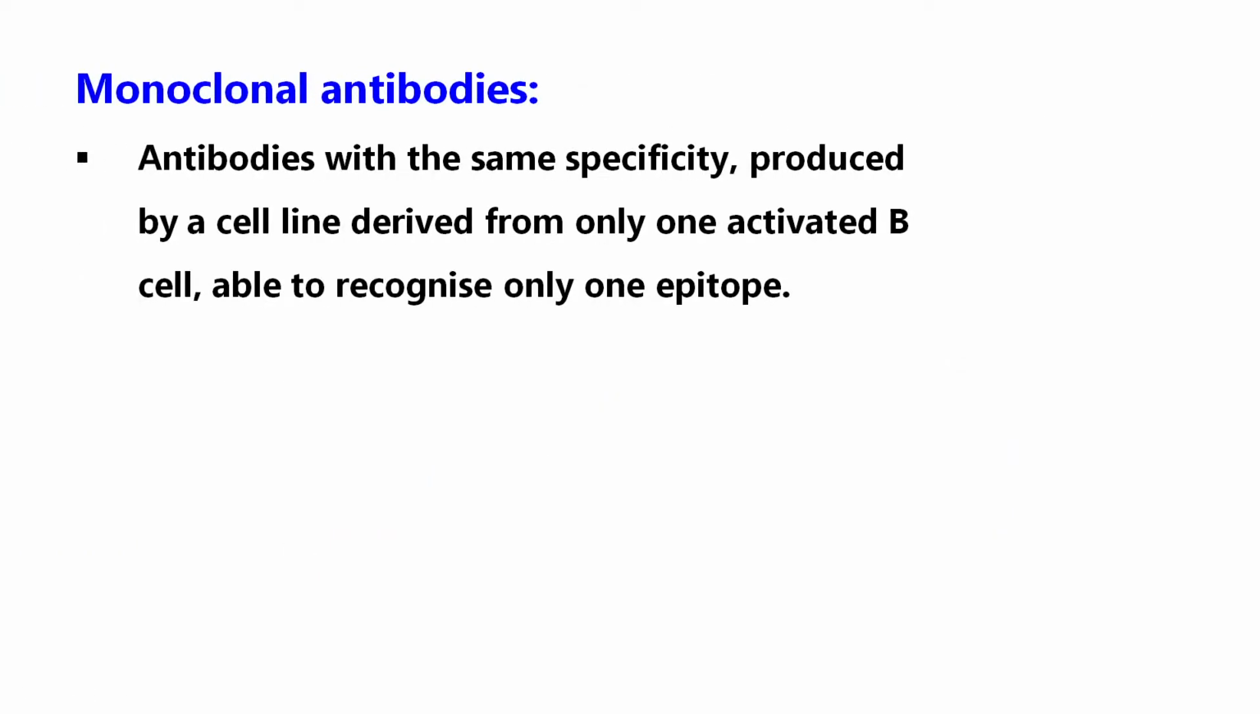So what are monoclonal antibodies? Antibodies with the same specificity produced by a cell line that is derived from only one activated B cell and which are able to recognize only one epitope. So that is what we were saying. Monoclonal: mono is one, in terms of one single epitope that is being recognized, and clonal means they're all produced from a single B cell. One single activated B cell is the parental cell of all the monoclonal antibodies.